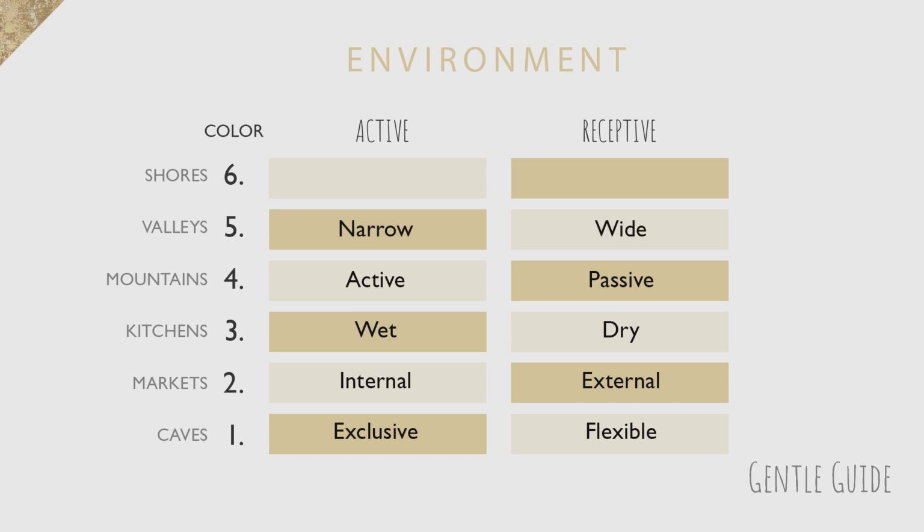Color number 5, valleys. Okay, next we have valleys. For me, valleys mean trading and exploring the new. So just the opposite of mountains, who are on the top, observing, soaking in, and not necessarily getting involved. Valleys like to be in the middle of the action, where information flows.